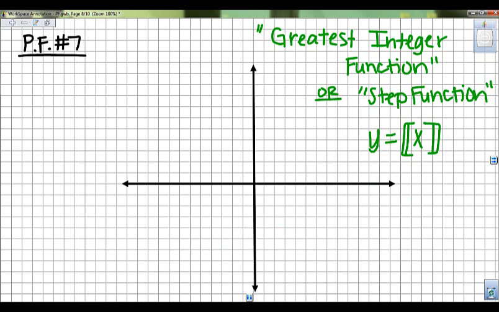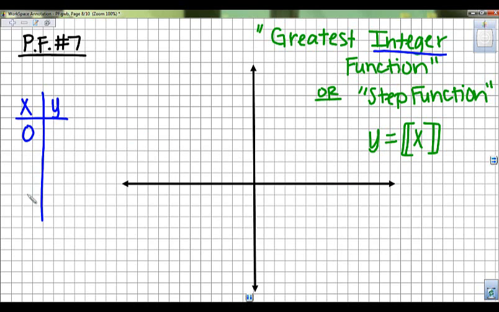Now, what that actually means, sometimes this one's a little harder to understand. It means that your output, your y, is only going to be integers. Remember, integers are your counting numbers. They can be positive or negative, but there's not going to be any decimals. It's just the integers. So I can input any value. I can input decimals, but I'll always get an output of an integer.